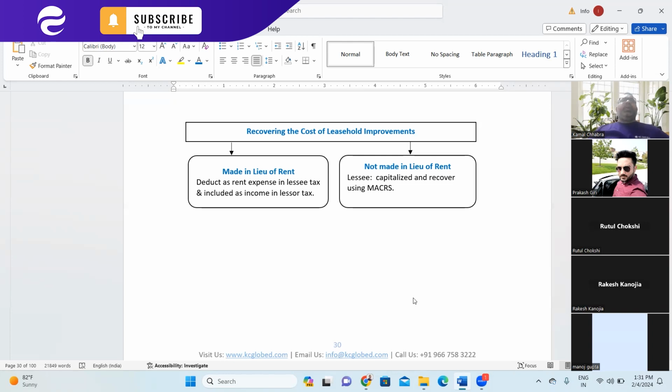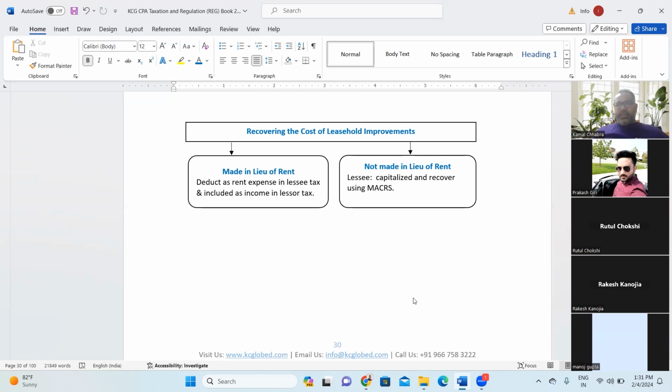If something you are making in lieu of rent, that is reducing your month on month rent, it is being considered as rent expense. But if you are making it for the leasehold improvement, for that you can charge amortization cost, right?